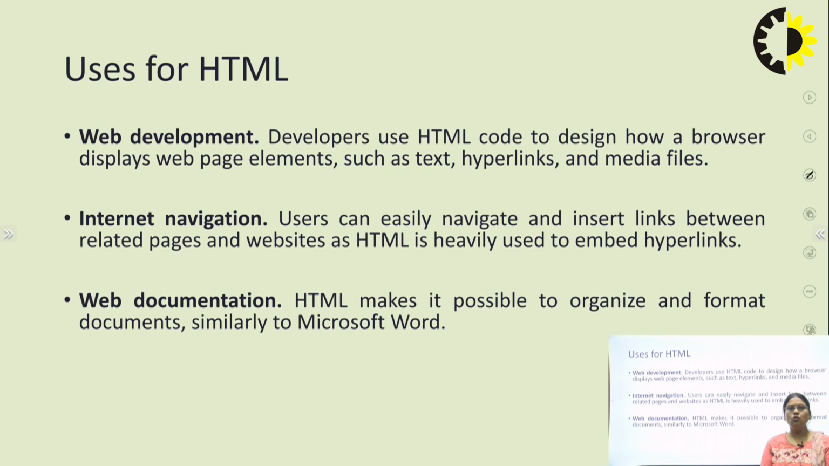Now, what are the various uses of HTML? As we know, it is a scripting language, a text markup language. So where do we use HTML? Number one, the HTML language is used for web development. As I have already told you, with the help of HTML you can create any web page, link it to different web pages, and upload that web page or website on the server. So it is used for web development.